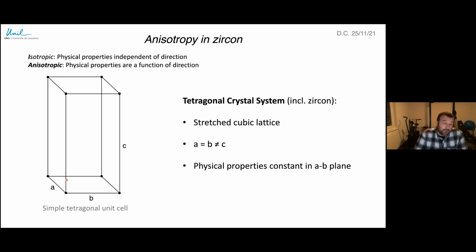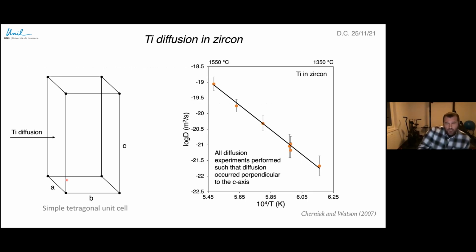Now, just because we're dealing with an anisotropic mineral, this doesn't guarantee that diffusion coefficient or any other physical properties are going to be significantly anisotropic. But nonetheless, we do have to take a look at this and see if we can measure any sort of difference. Now, going back to titanium diffusion in zircon, it turns out that the study done previously by Cherniak and Watson only looked at diffusion occurring perpendicular to the c-axis, so only looking at diffusion within this ab plane. And again, just because we're dealing with an anisotropic mineral, this doesn't guarantee we will see significant anisotropy.